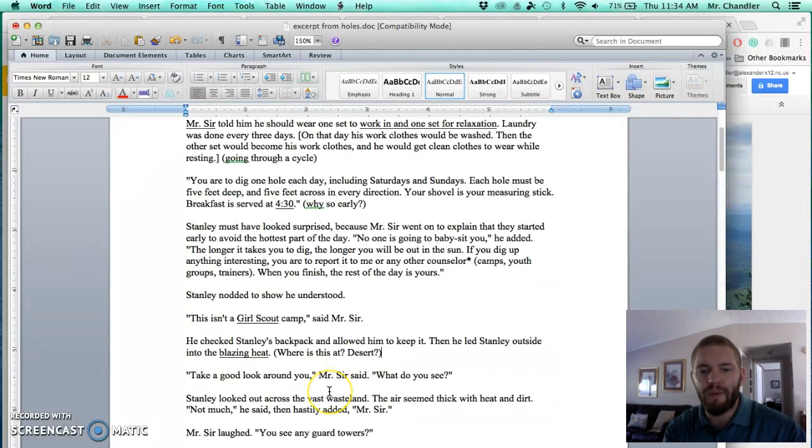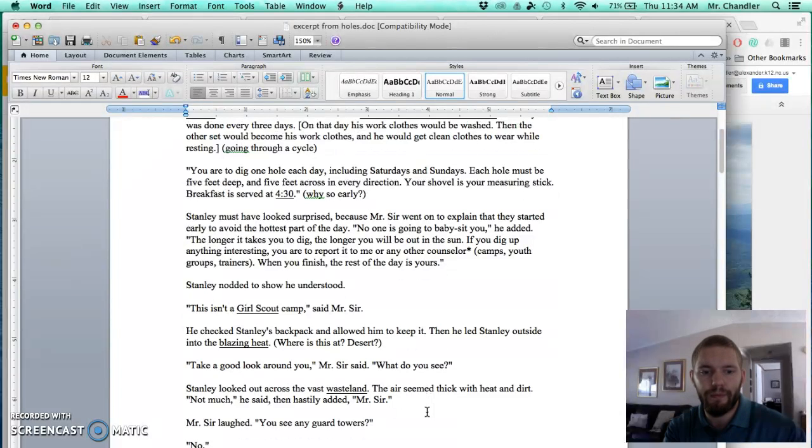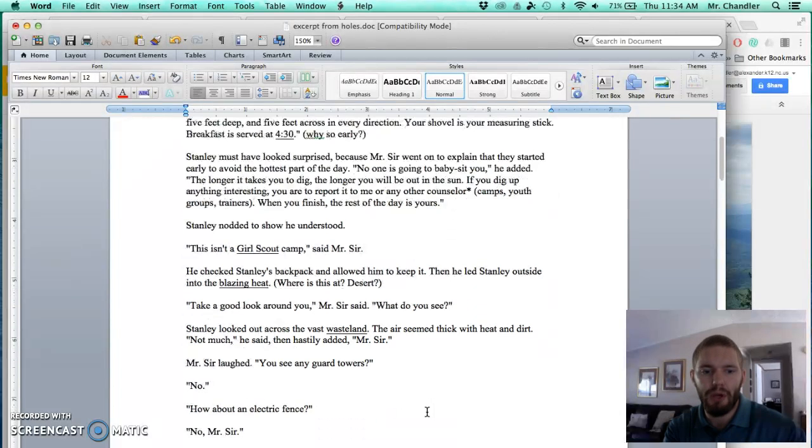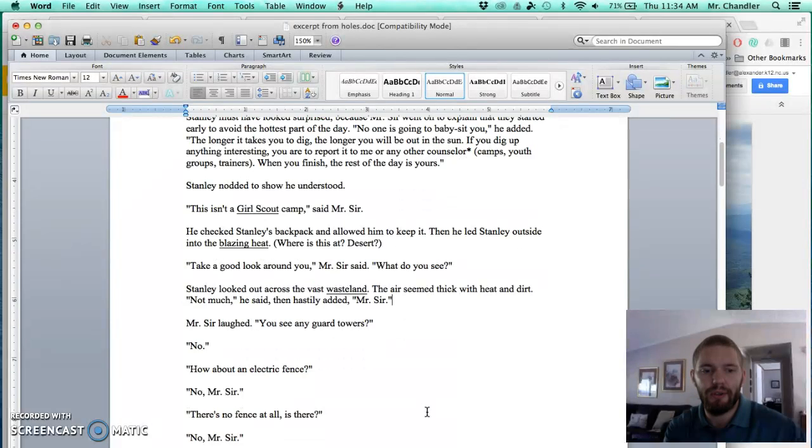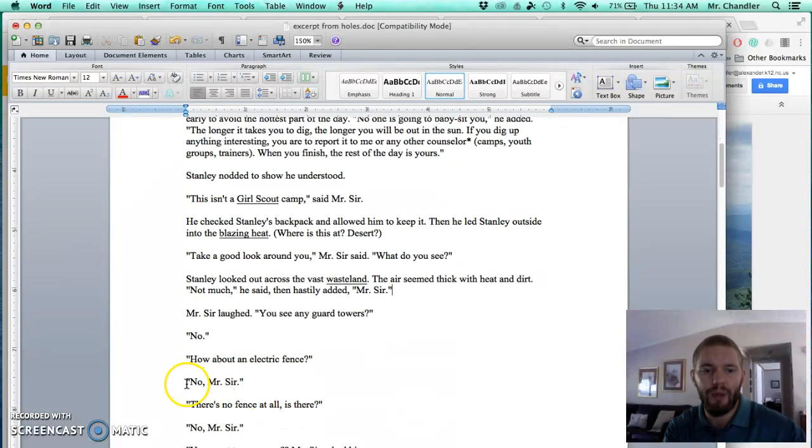Take a good look around you, Mr. Sir said. What do you see? Stanley looked out across the vast wasteland. Okay, wasteland, that's a very good descriptive word here. The air seemed thick with heat and dirt. Not much, he said, and hastily added, Mr. Sir. See any guard towers? No. About electric fences? No, sir. No fences at all. Okay, so we have a bit of repetition here, so you can underline. And then figurative language.